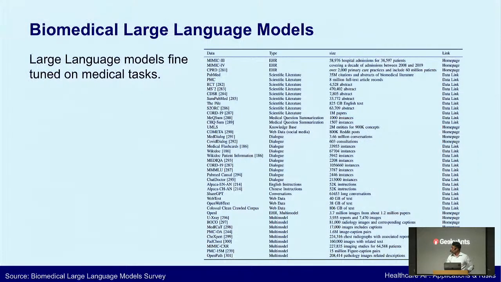Now moving to biomedical large language models. These large language models are generic kinds of models which, to some extent, for simpler tasks may work very well. But if you want to solve a really complex task, you will have to fine tune this model on medical data. So here we can see a lot of medical data. We use these data to fine tune these large language models.